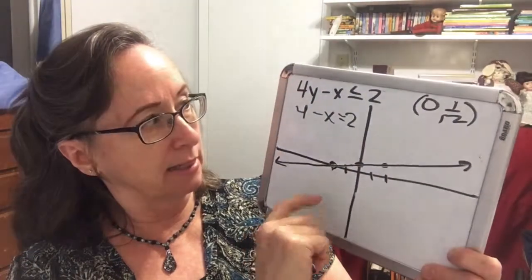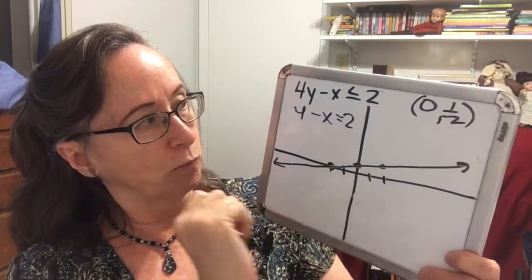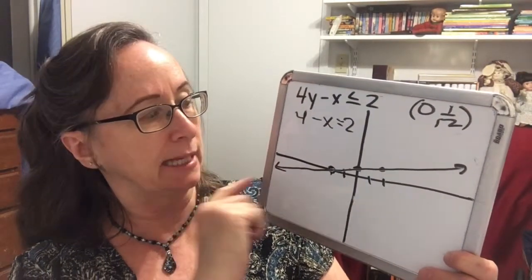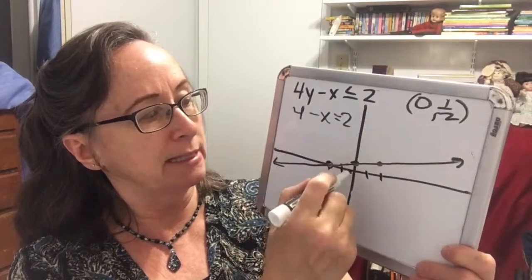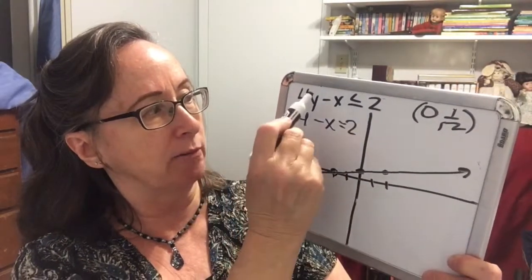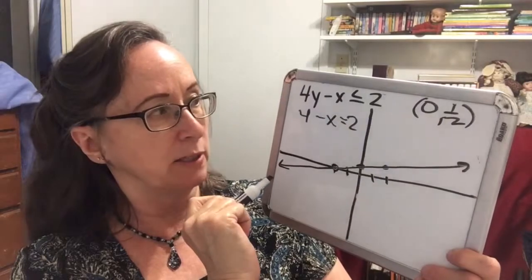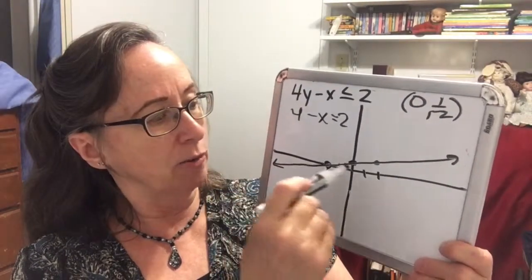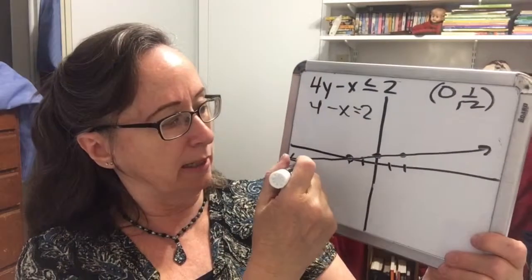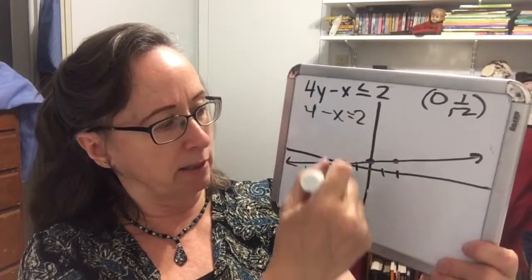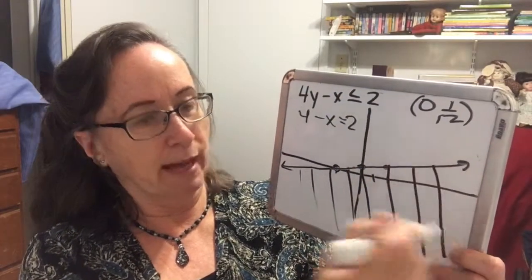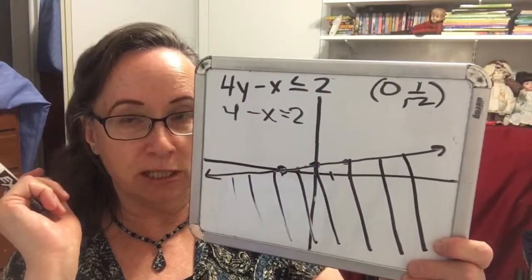And which way do you think we're going to shade it? Below or above? It's difficult to see, but we're going to plug in (0, 0) as our test point. 0 minus 0 is 0, which is less than 2. That's true. So (0, 0) should be shaded, so we're going to shade this one down. Okay, so that is the first line.